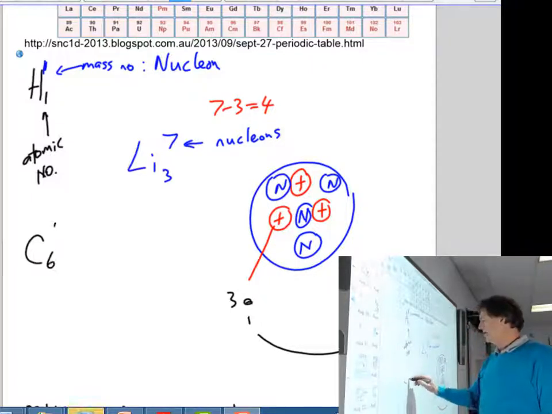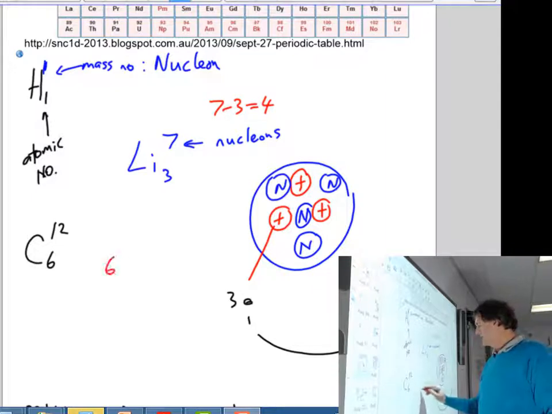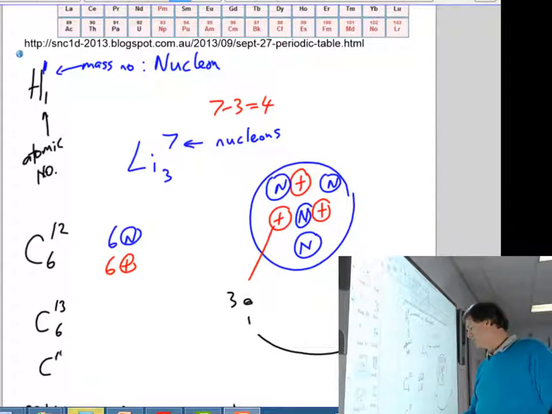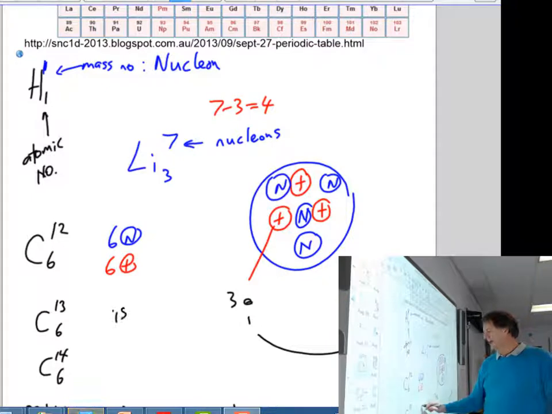Okay. You could try some other ones there. Carbon 6,12 is a typical carbon one. So that means you'd be drawing 6 protons inside the nucleus, and 12 take 6 neutrons. Okay, there's your nucleus there. And don't forget the 6 electrons as well. Now, interestingly enough, carbon 12,6 is not the only form of carbon. There are other forms that are radioactive, which we'll come back to later. But these here are called isotopes of the same element.